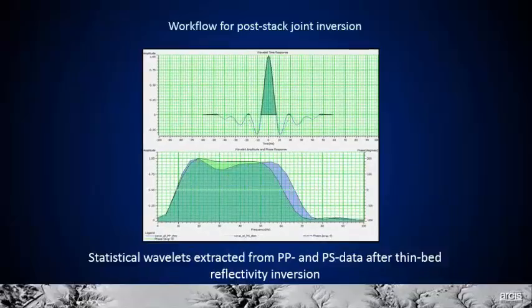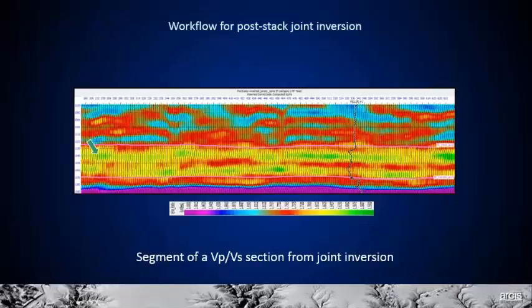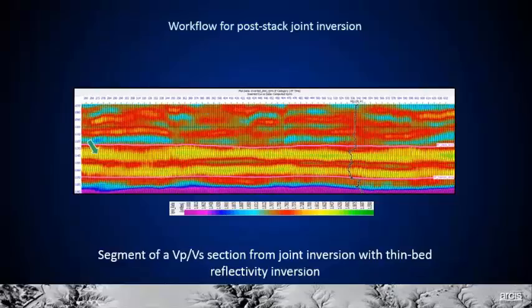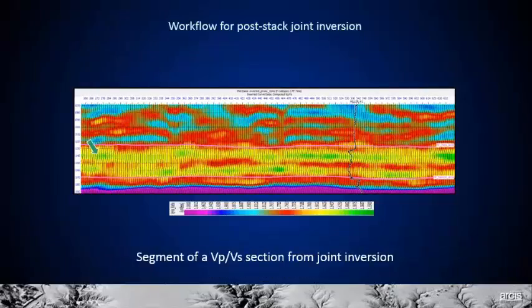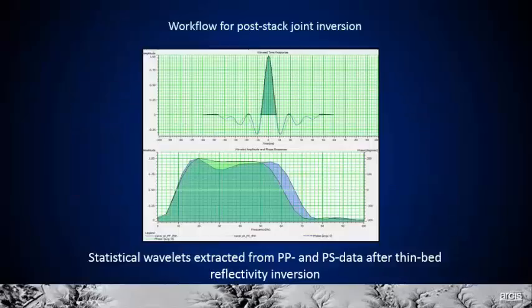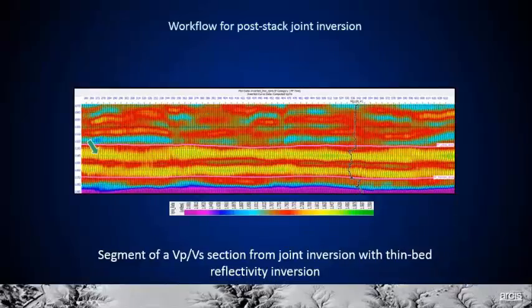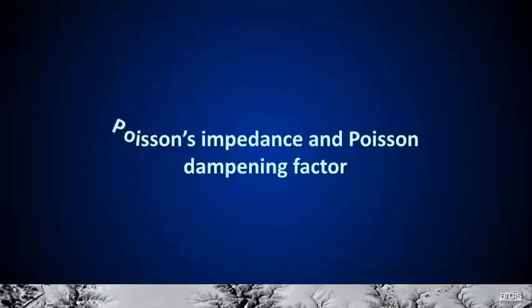Once this is done, you can look at the VP/VS section from joint inversion before, and this is what we are getting after. Notice the continuity of these and the definition as such. So obviously it is adding value to our interpretation.